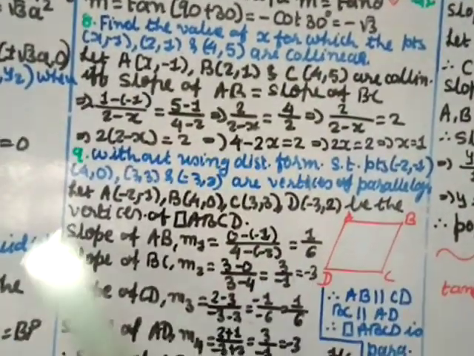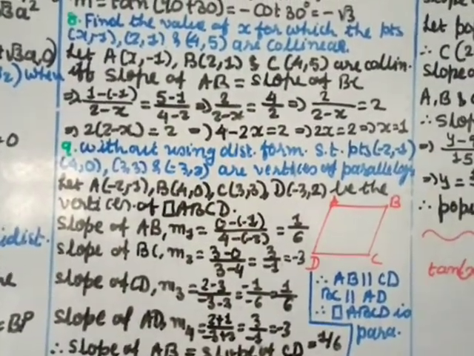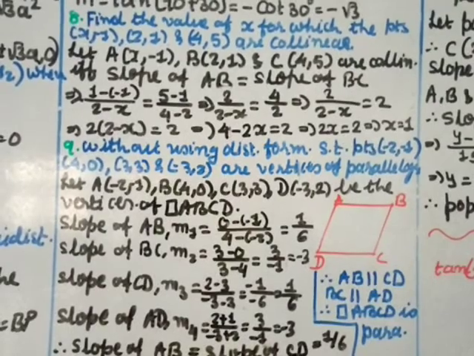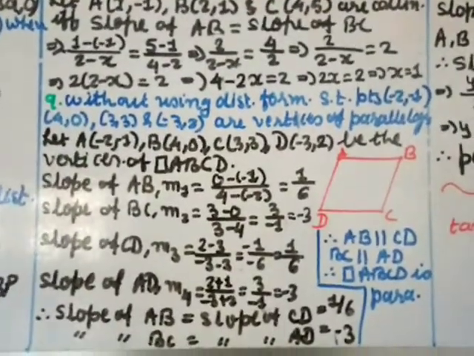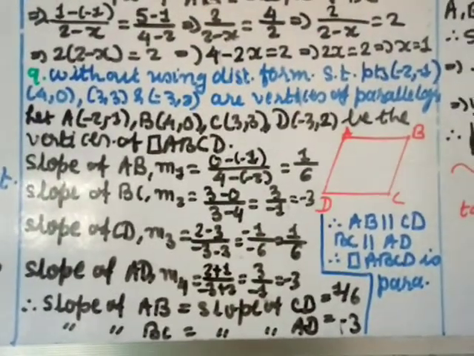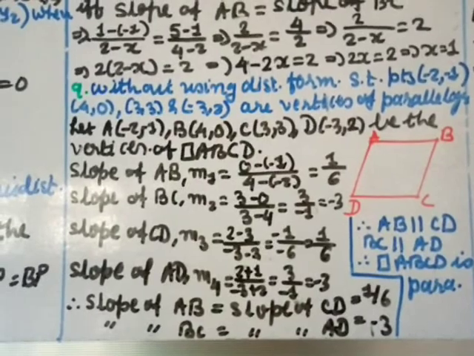Question number 9. Without using distance formula, show that the points (-2, -1), (4, 0), (3, 3), (-3, 2) are vertices of a parallelogram. We know in a parallelogram opposite sides are parallel. So we shall show that the opposite sides of the parallelogram are parallel.